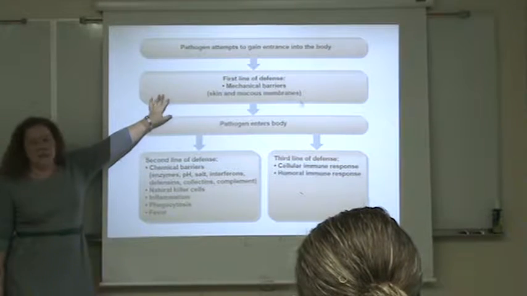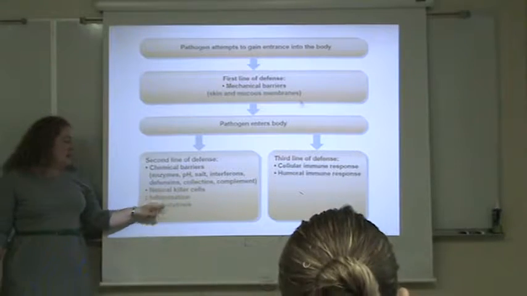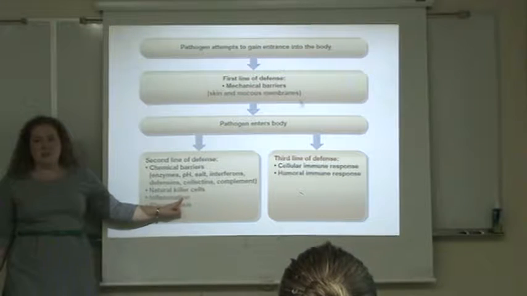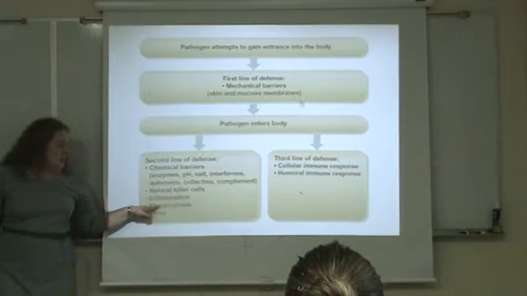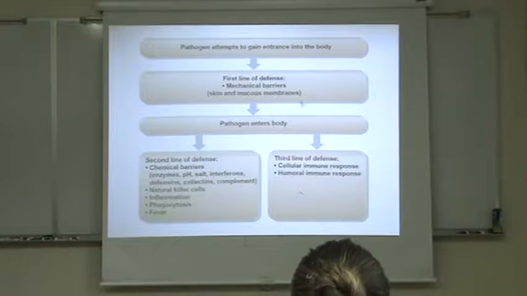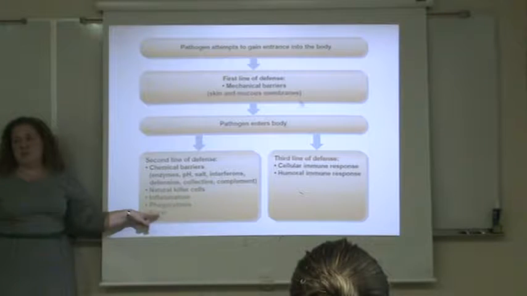Also, flushing mechanisms. I would write that in up there. And then these processes. So we have natural killer cells. We have inflammation with all of its steps. We have phagocytosis, where we have immune cells eating foreign invaders, and then we have fever, which is protective.